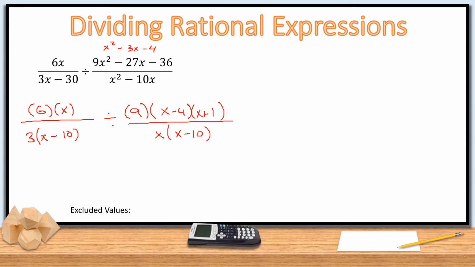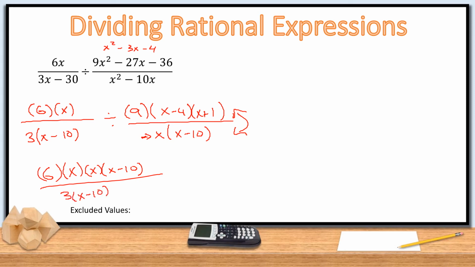So then let's just flip and multiply. So it's going to be 6 times x times, we're going now for the denominator on the other side, x again, and x minus 10, all over 3 times x minus 10 times 9 times x minus 4 times x plus 1. So the things that are going to cancel, the x minus 10s will cancel, and 6 will cancel down with 3, and we'll be left with a 2.